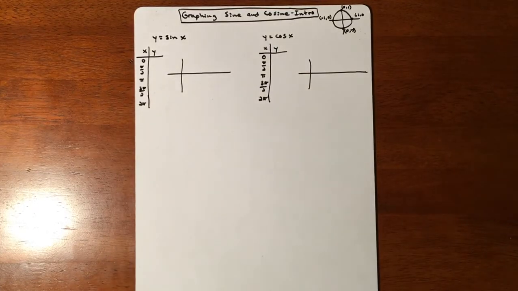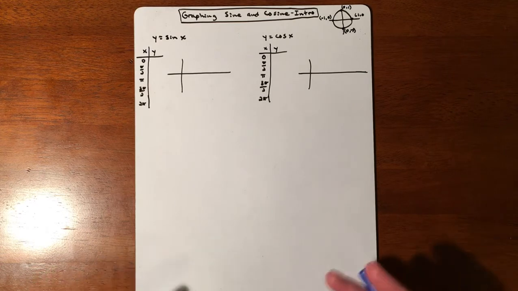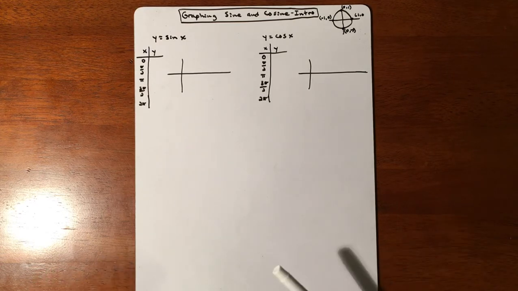In this lesson, it's going to be a little bit of a brief introduction to graphing sine and cosine. We're not going to mess with any of the graphs yet. It's more just what are they, what do they look like, how do they look the way they do.